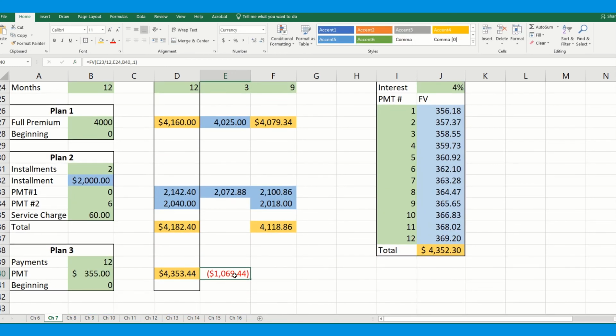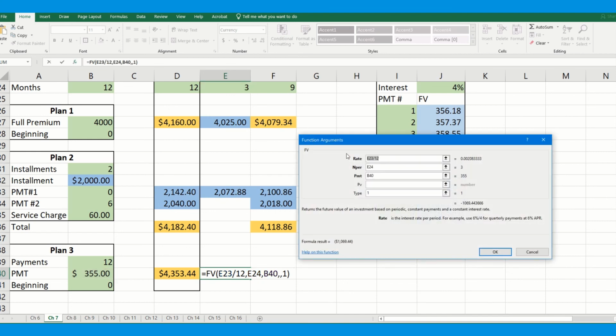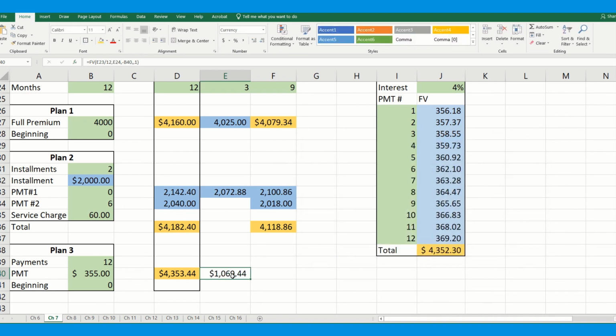So the one thing I did forget, and see how it put it in as a negative value? I forgot to put my payment in as a negative. There's a couple of choices that I can do here. I can put a negative at the beginning of my future value, or I can put a negative at my payment. So I'll just open this up, and I will put my payment as a negative. And so my payment's in as a negative.